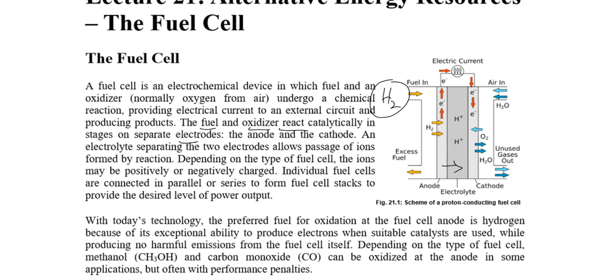An electrolyte separating the two electrodes allows the passage of the ions formed by the reaction. Depending on the type of the fuel cell, as I said, the ions may be positively or negatively charged, and the positive or negative ions would be allowed to move in the electrolyte from cathode towards the anode, or anode towards the cathode. Individual fuel cells are connected in parallel to form the fuel stack to provide the desired output. Now, this is the background of the fuel cell.